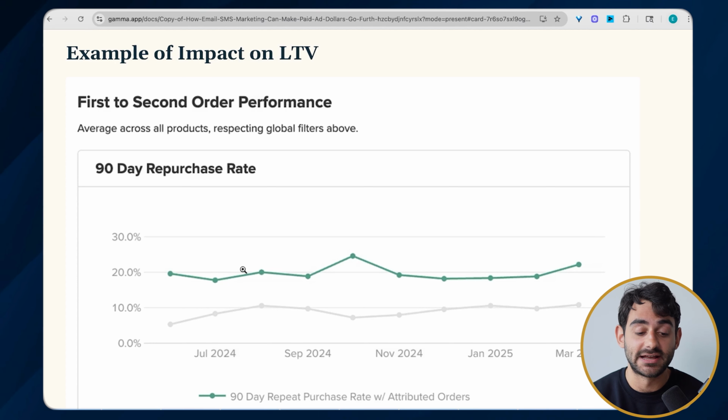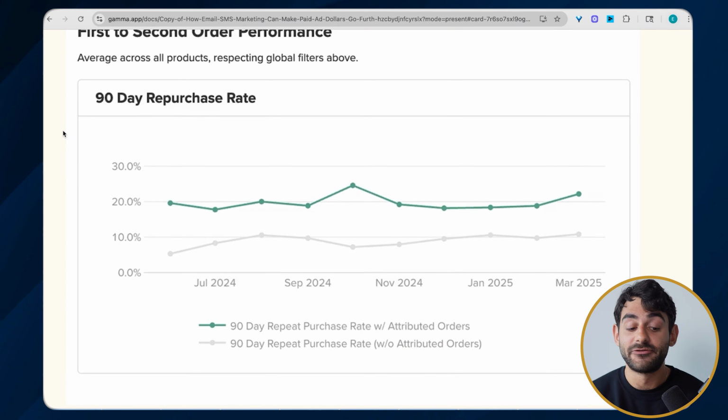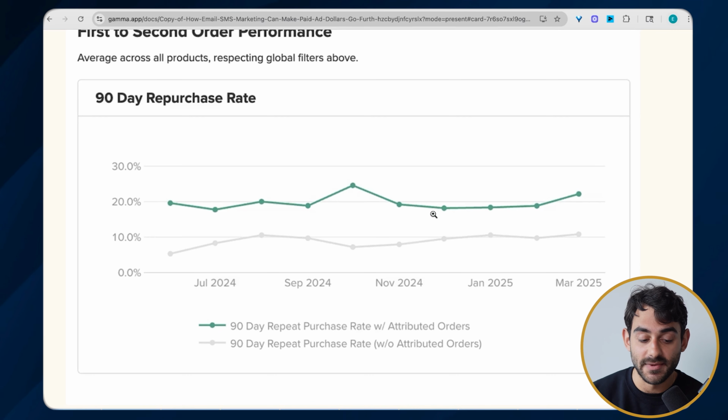So when we look at the retention side and the impact of email and SMS marketing on LTV, this is very interesting as well. In this example brand, if we look at their 90-day repeat purchase rate, customers who had their first order attributed to email or SMS had a repeat purchase rate of over 20%, compared to customers whose first purchase was not attributed to email and SMS, who had a repeat purchase rate of just over 10%. So it's almost a 100% higher repeat purchase rate from anyone who had that first purchase from email and SMS.